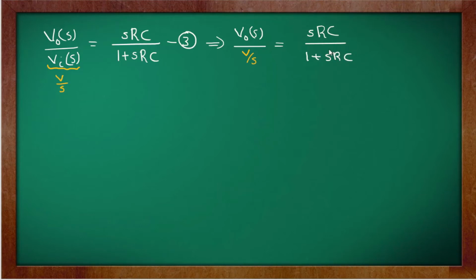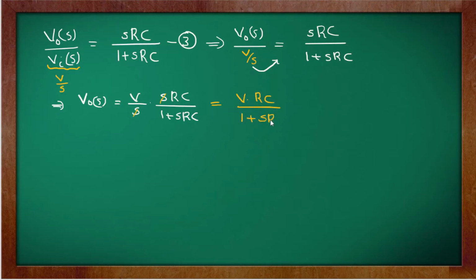And here I will bring this denominator V by S to the other side. So this implies V naught of S is equal to V by S into SRC divided by 1 plus SRC. Here again the S term will cancel. So this S and this S will cancel, and this can be written as V into RC divided by 1 plus SRC. Okay, so we now have an expression for V naught of S.